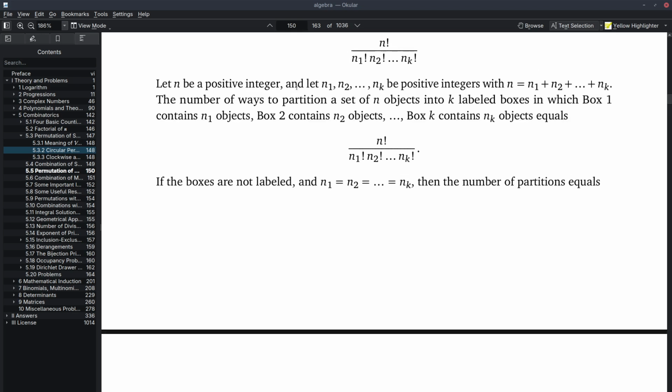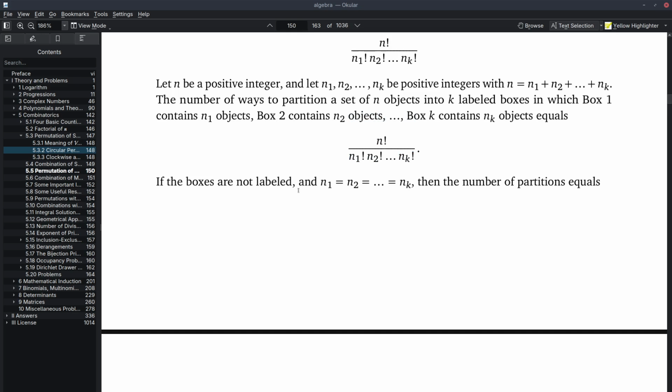Let n be a positive integer and let n1, n2 through nk be positive integers with n equal to n1 plus n2 through nk. The number of ways to partition a set of n objects into k labeled boxes, in which box 1 contains n1 objects, box 2 contains n2 objects, box k contains nk objects, equals the same formula, that is n factorial by n1 factorial, n2 factorial through nk factorial.